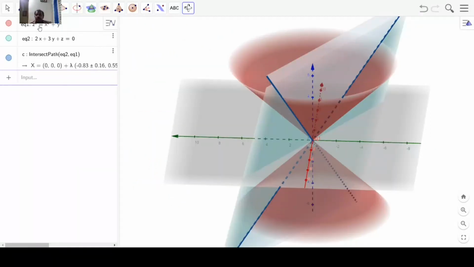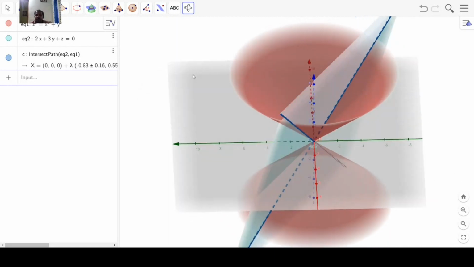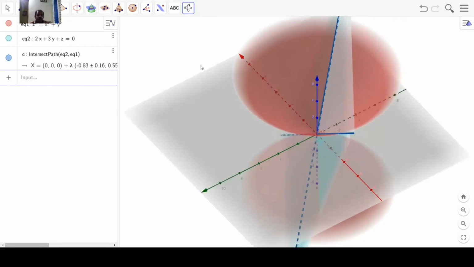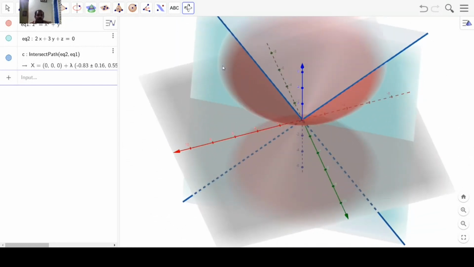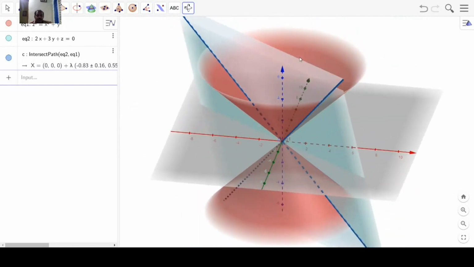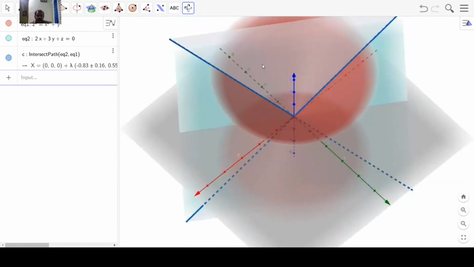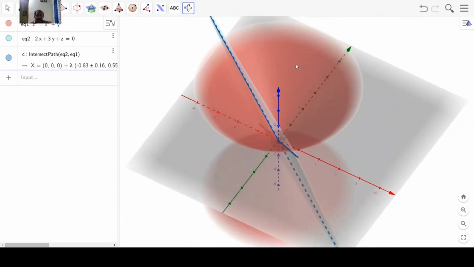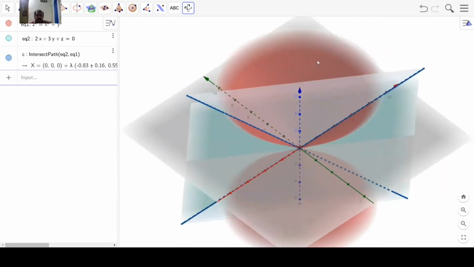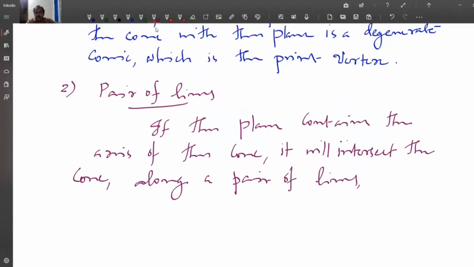So consider the cone z square is equal to x square plus y square, and you consider the plane 2x plus 3y plus z equal to 0, which is a plane passing through the origin, which is the vertex of the cone. You can see that the plane cuts the cone into a degenerate conic called the pair of lines. So a pair of lines passing through the origin is the conic section in this case.